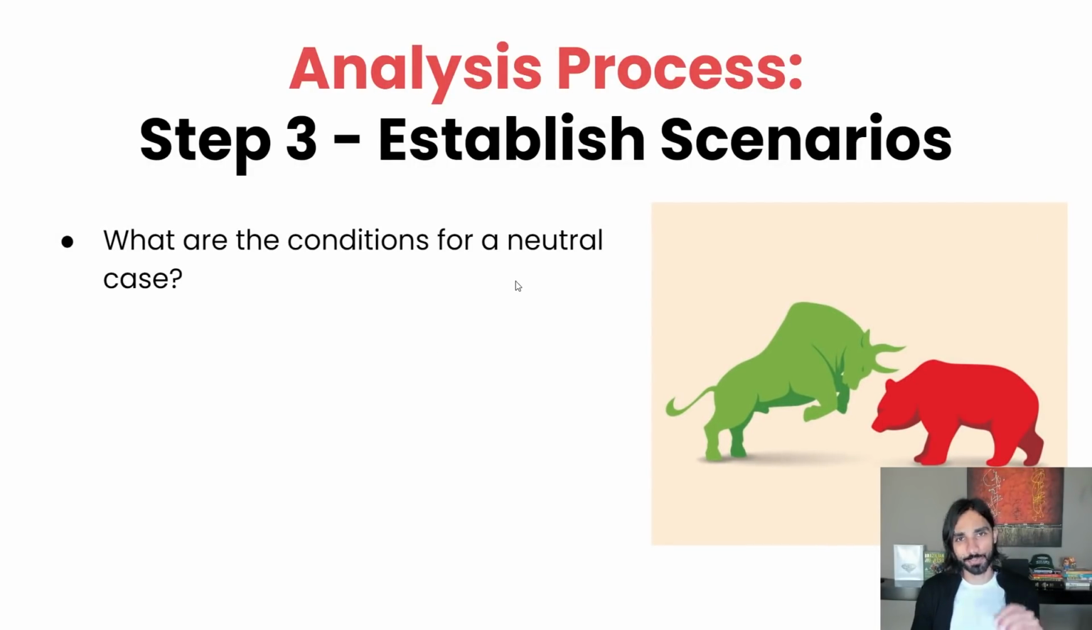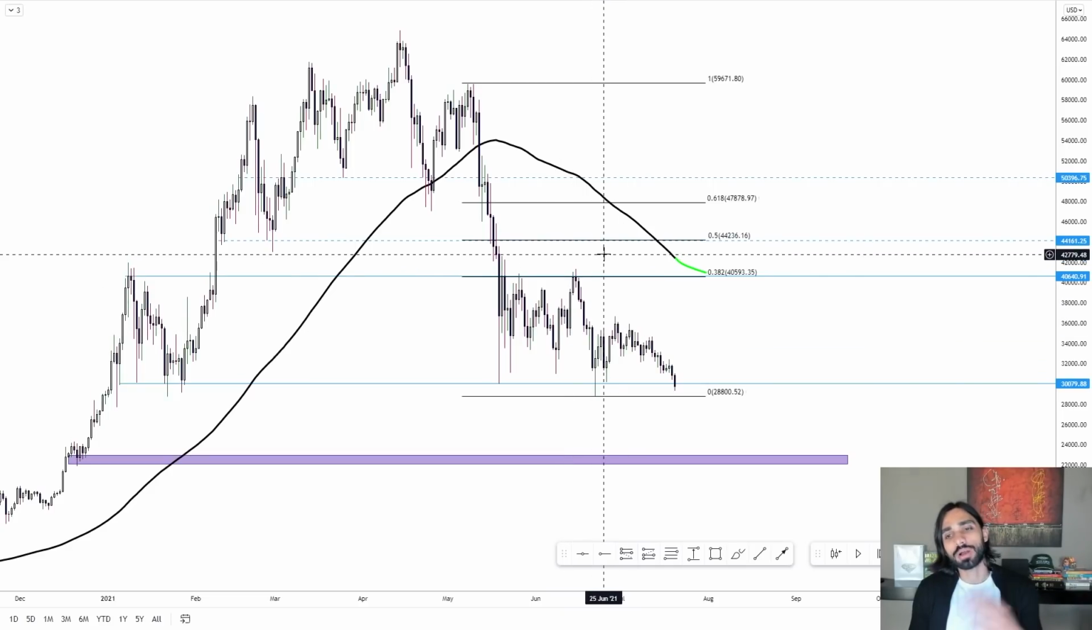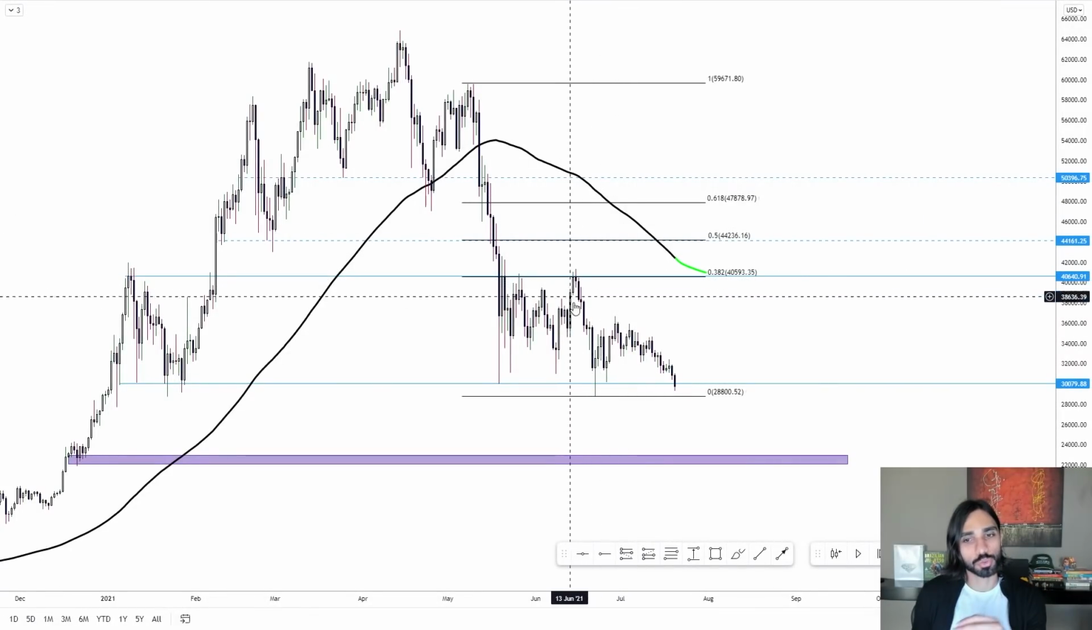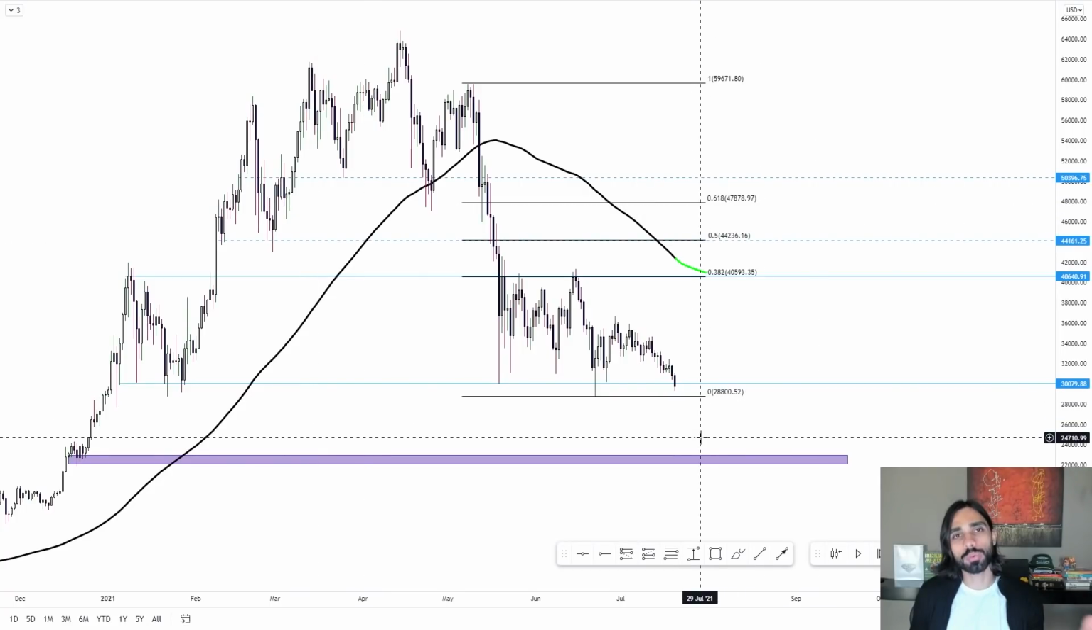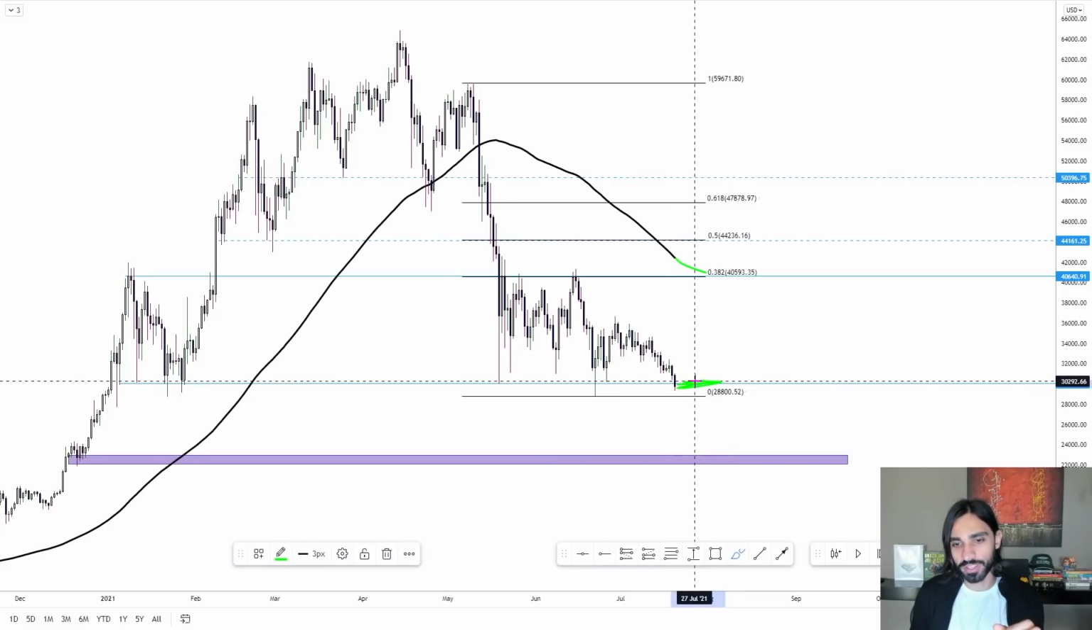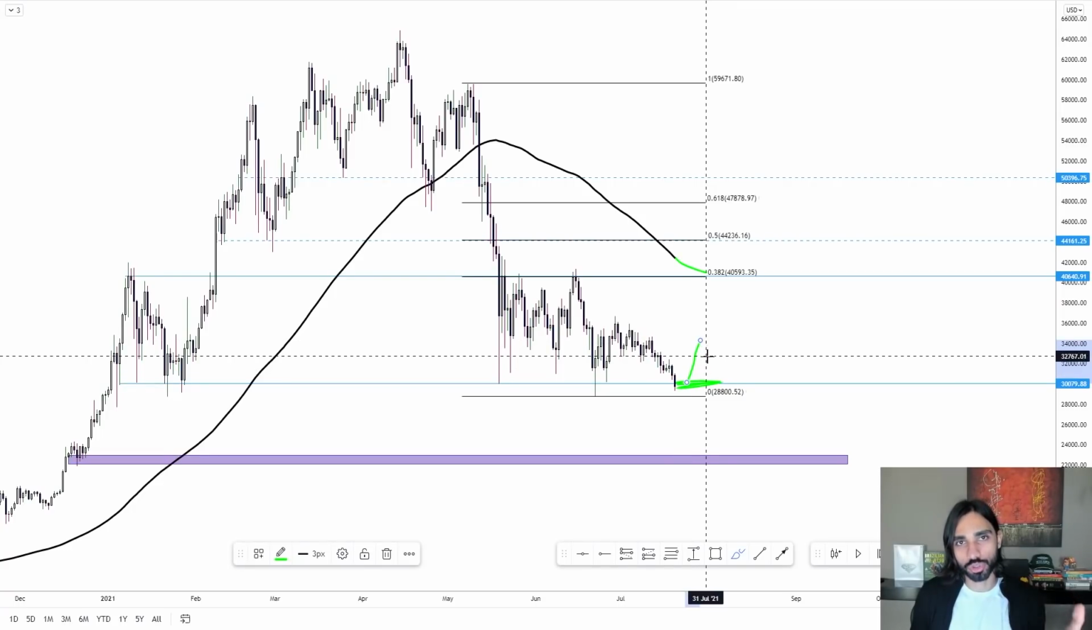Firstly, what are the conditions for a neutral case? So right now, I want to look at a neutral case, a neutral market. What's a neutral market? It's when it's going sideways. So what would have to happen for this to stay a sideways market? Well, first, I want to see this level over here hold. So if this level holds and we get a bounce, what would be a strong bounce?